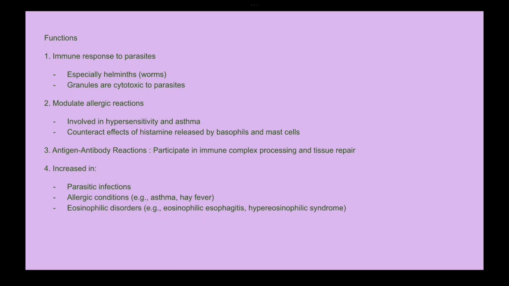Now the common function of eosinophils is the immune response to parasites, like helminth worms, and the granules are cytotoxic to these parasites, thereby killing the parasites inside the human body. They also modulate or regulate allergic reactions involved in hypersensitivity and asthma. They counteract the effects of histamine release by basophils and mast cells. The histamine released from basophils and mast cells reacts in asthma and causes allergic reactions.